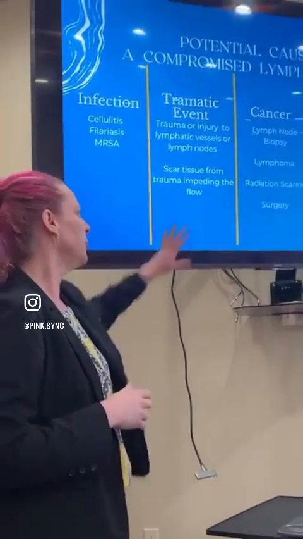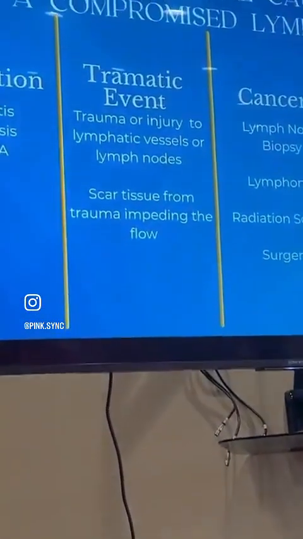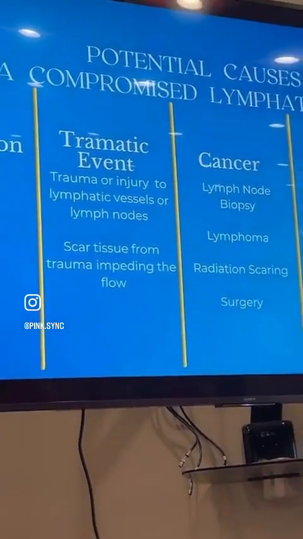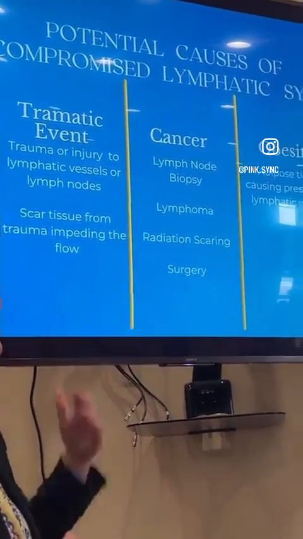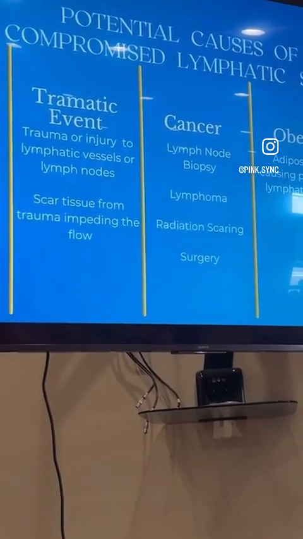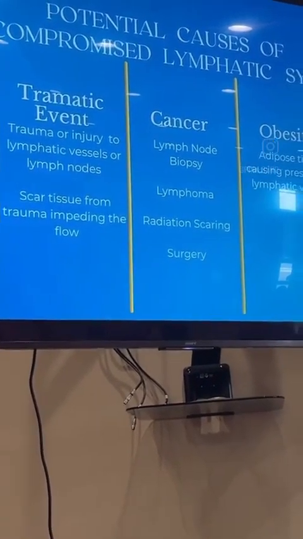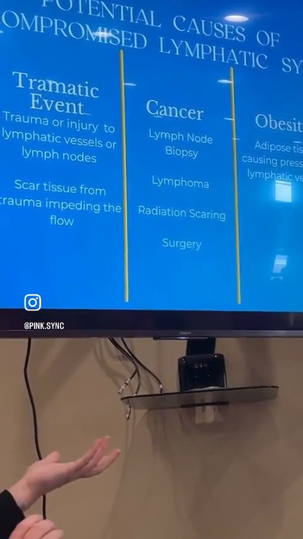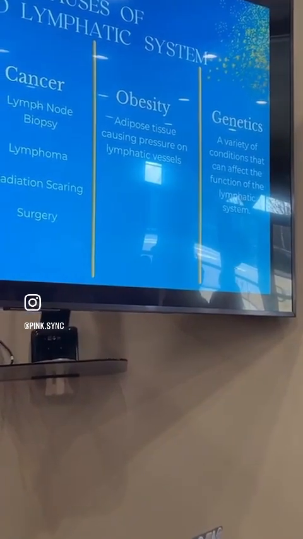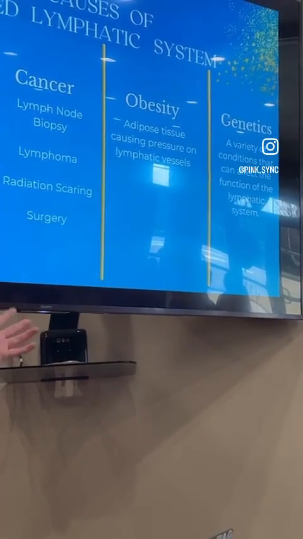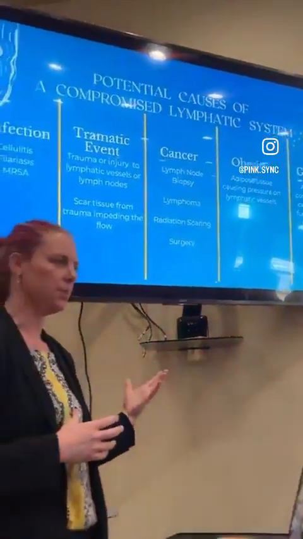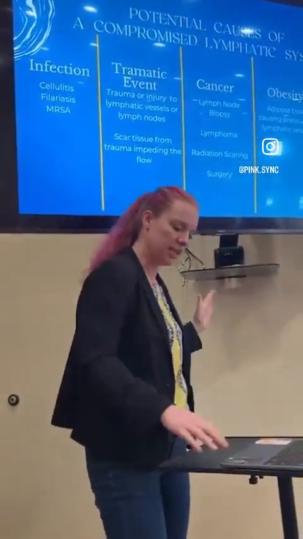Okay, so scar tissue from trauma, like burn scar tissue or even surgery, incision lines can affect lymphatic flow. Cancer can compromise the lymphatic system from those lymph node biopsies, lymphoma, radiation scarring, and surgery. We also have obesity, which can have an effect on the lymphatic system when the adipose tissue is causing extra pressure on the lymphatic vessels. And then there are a variety of genetic or hereditary conditions that can affect the lymphatic system. We're focusing on this section today.